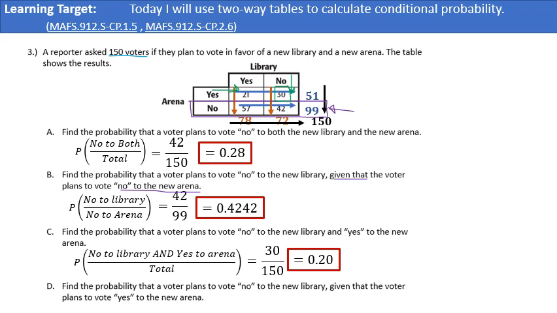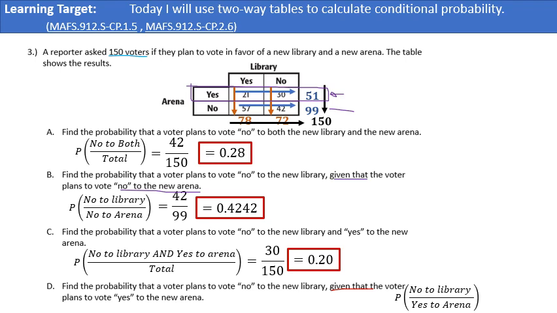Okay, D. Find the probability that a voter plans to vote no to the new library given that the voter plans to vote yes for the new arena. So what does that mean? That's going to change what we're looking at. Given that changes the denominator. Given that the voter voted yes to the new arena, we're looking at this row right here, which means our denominator should be 51.